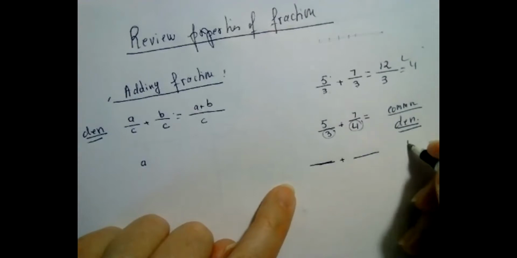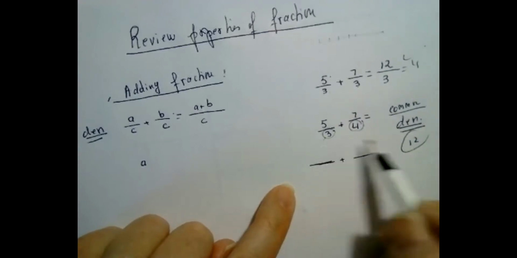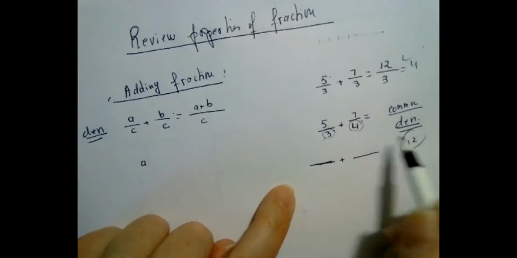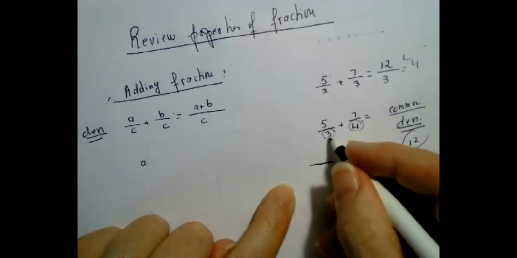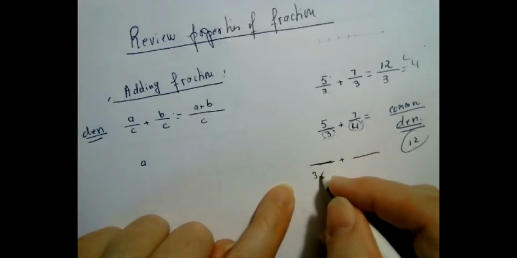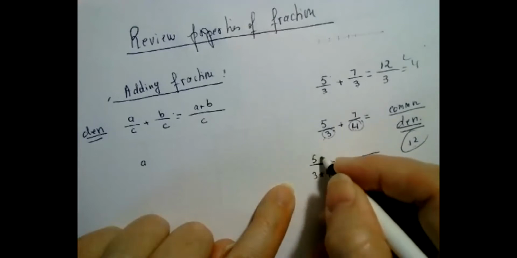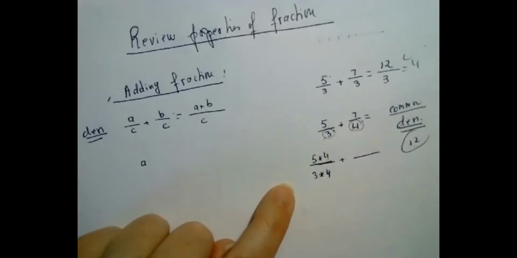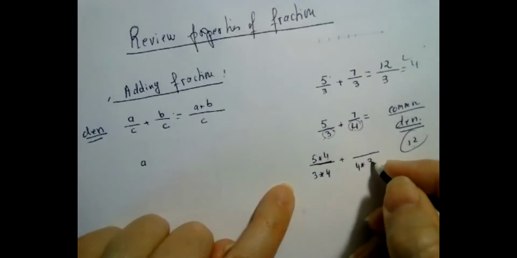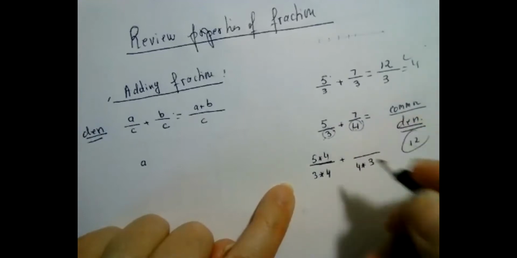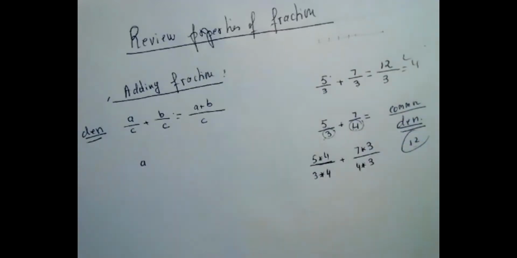12. Because 12 is a multiple of 3. 12 is 3 times 4, and 12 is a multiple of 4. So now, since I have a 3, to get to 12, I have to multiply by 4. So I have my equivalent fraction. With 4, to get to 12, I multiply by 3. Now I have the same denominator, but I have to multiply up here by 3. Okay, that's how we do it.